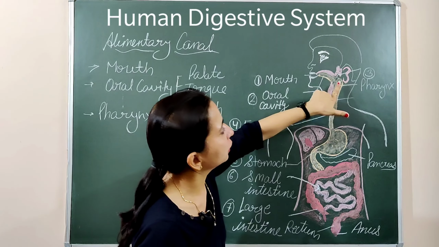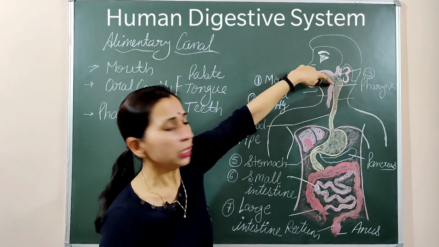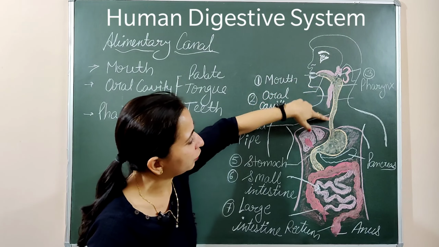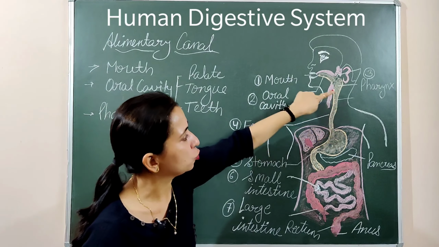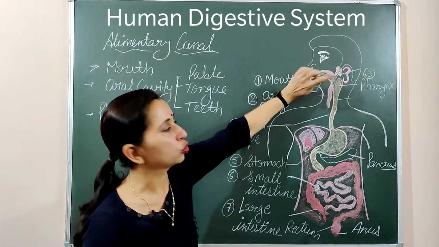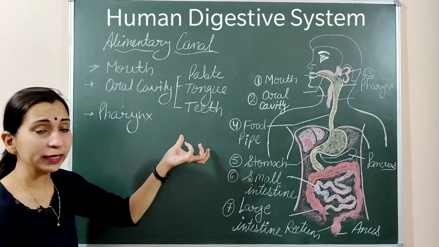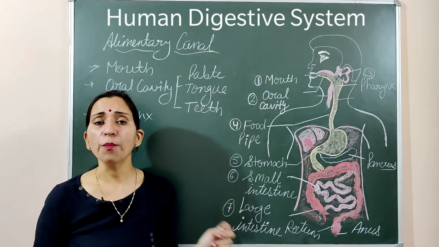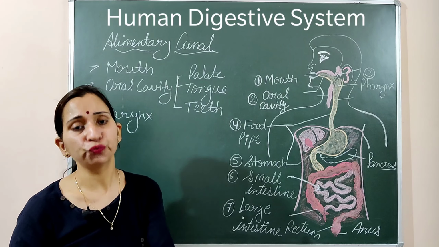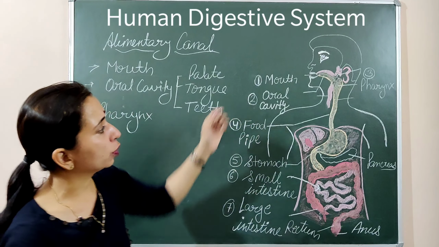So here you can see that this is the opening of the oral cavity where it opens and it connects with the tube-like structure which is known as food pipe. So this is the food pipe, a tube-like structure which connects through the pharynx. So pharynx जो है वो oral cavity और food pipe के बीच की एक structure है. Pharynx is known as the common passage for the air and for the food. Air भी इसी portion से होके आती है.